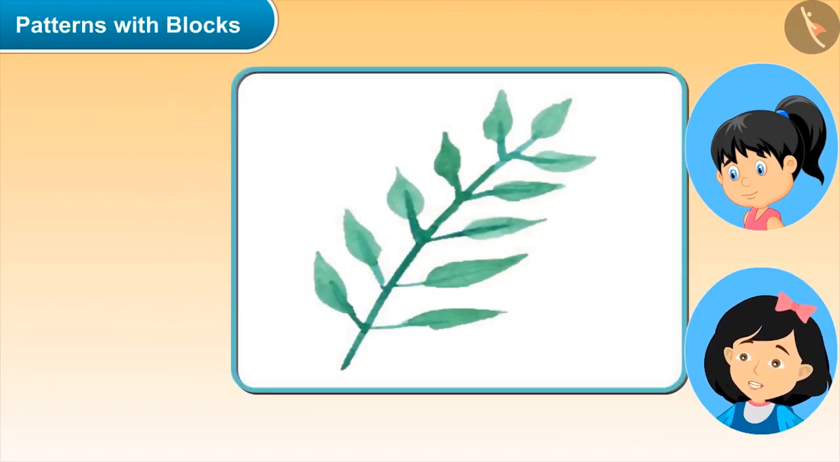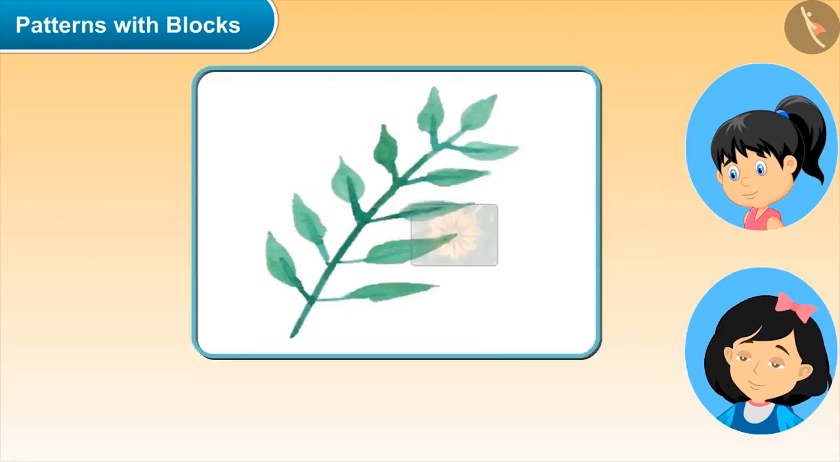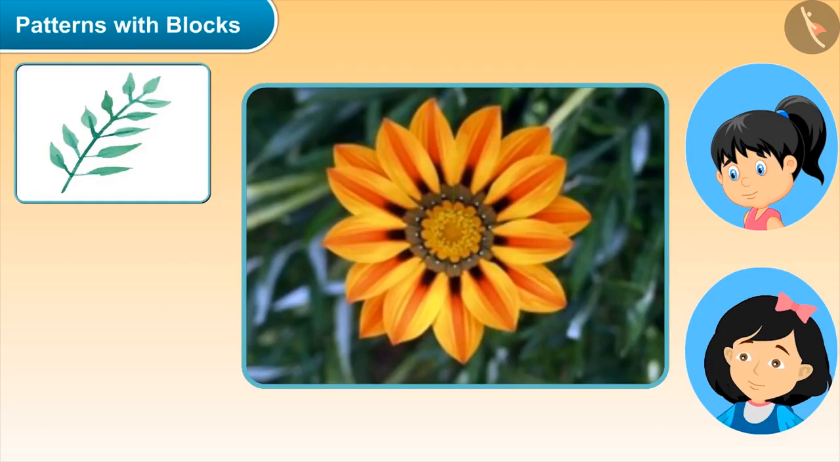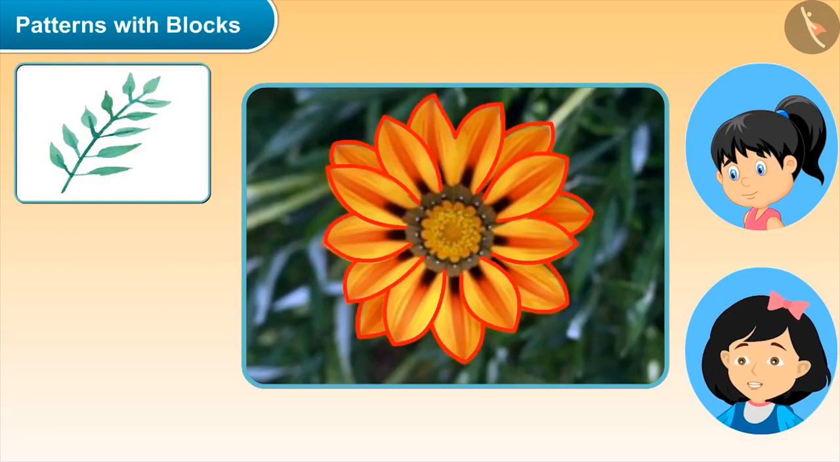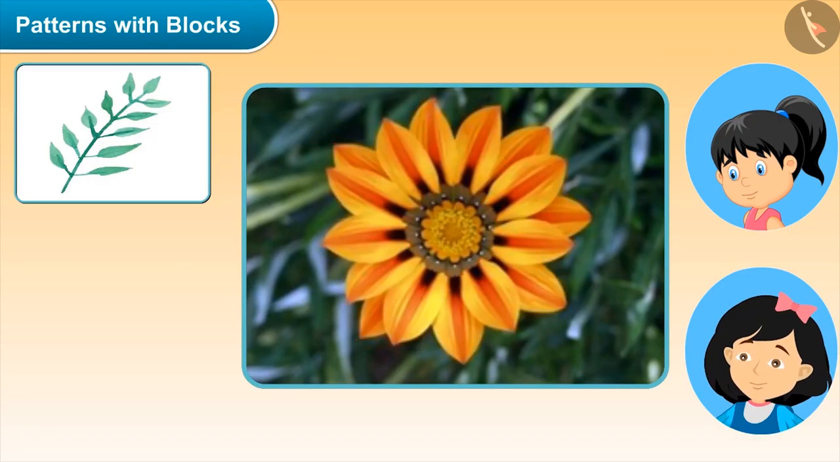Now look at this branch. Can you see a pattern in this? In this, the leaves are arranged side to side in a nice pattern. Look how beautiful they are looking. And look at this flower. How beautifully their petals are decorated. This is also a pattern. You can see many such patterns in the nature. Look around. Can you find any more patterns?